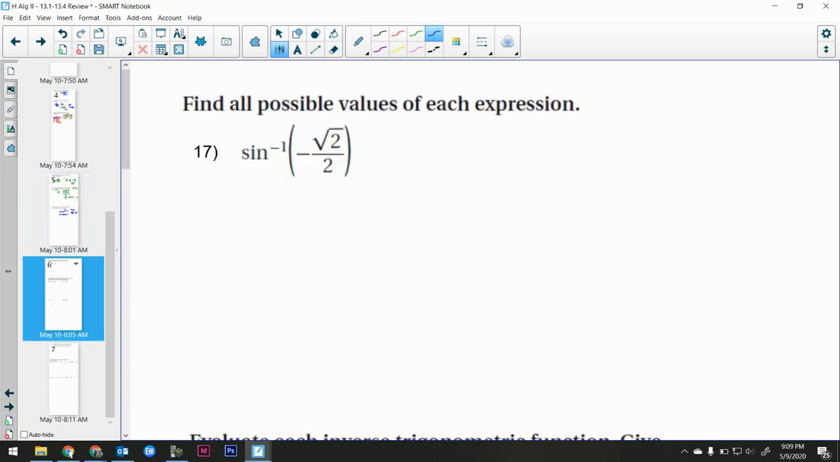Okay, so find all possible values of the expression. All possible values. I'm going to underline all there. So go ahead and do that one.